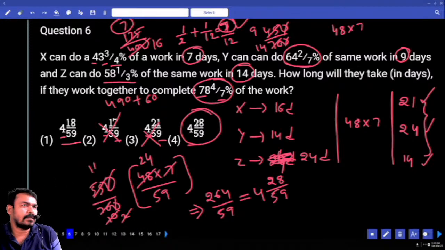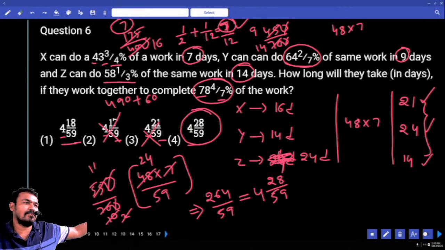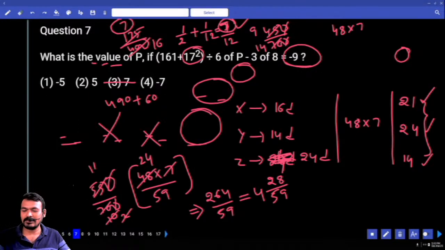Sixth question is related. Actually, it is a related question. What is the topic here? Time and work. But your question is related to percentage or not. If you know the percentage concept, the questions are easier or not. Next question number 7. Just mixed percentages are given, converted to fractions.